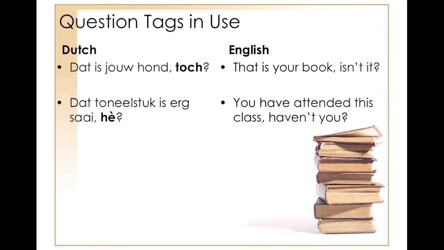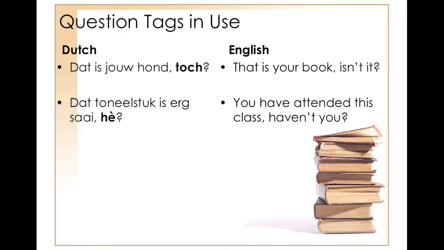In Dutch we make question tags with words like toch, hè, of niet soms. Look at the following examples. Dat is jouw hond, toch? With this sentence, we ask someone if it's their dog or if it's actually someone else's dog. Dat toneelstuk is erg saai, hè? With this sentence, we ask if someone agrees with you that the play is indeed very boring or that they actually really like it.